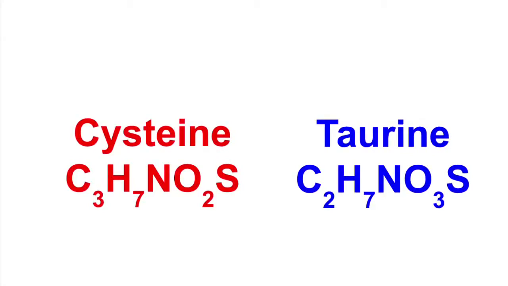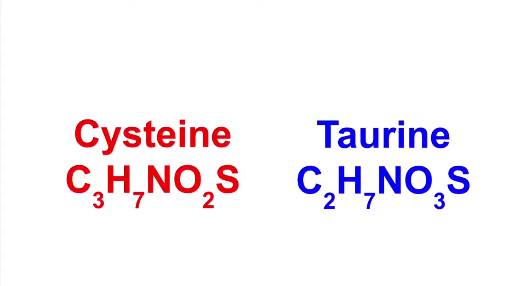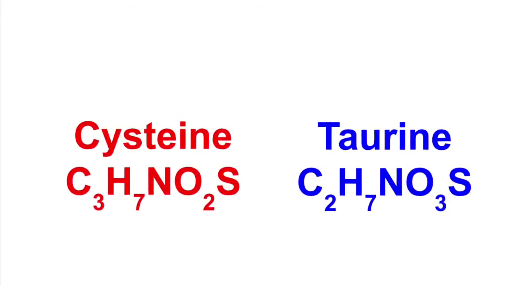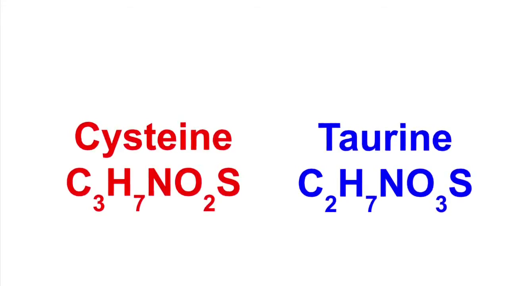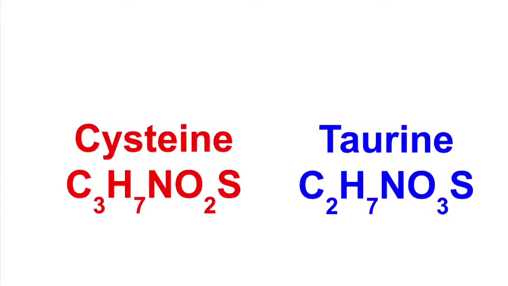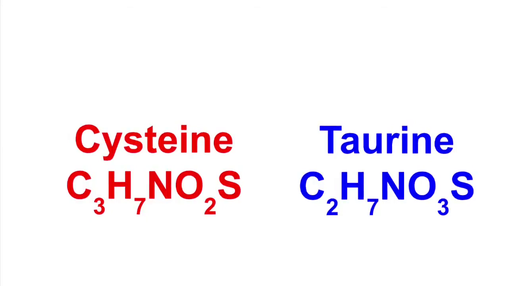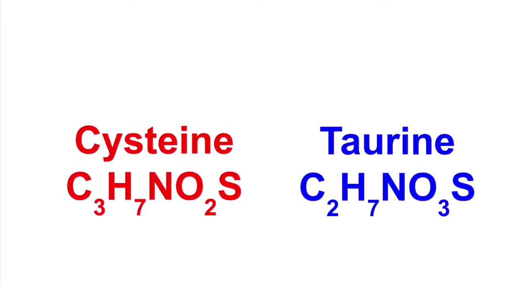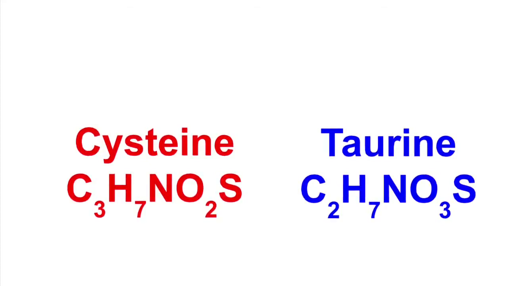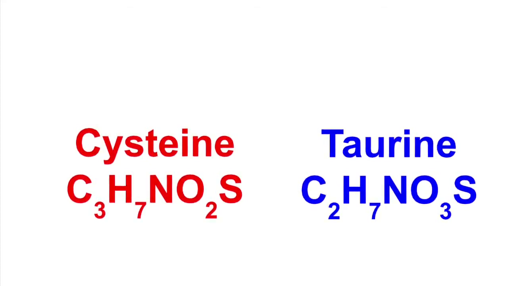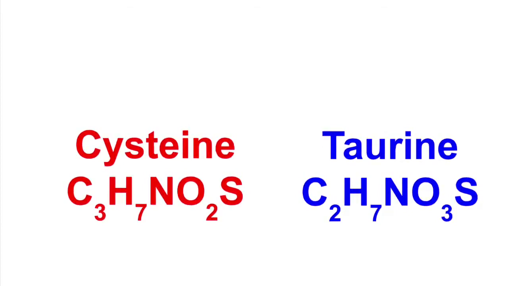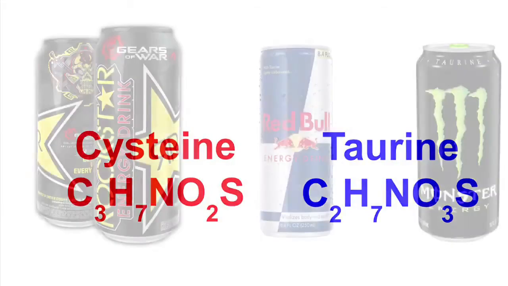Cysteine's molecular formula is C3H7NO2S, and taurine's is C2H7NO3S. While cysteine has 3 carbons, taurine has 2 carbons. Cysteine has 7 hydrogens, and taurine also has 7 hydrogens. They each have 1 nitrogen, and taurine has 3 oxygens, while cysteine has 2 oxygens, and they both have 1 sulfur.